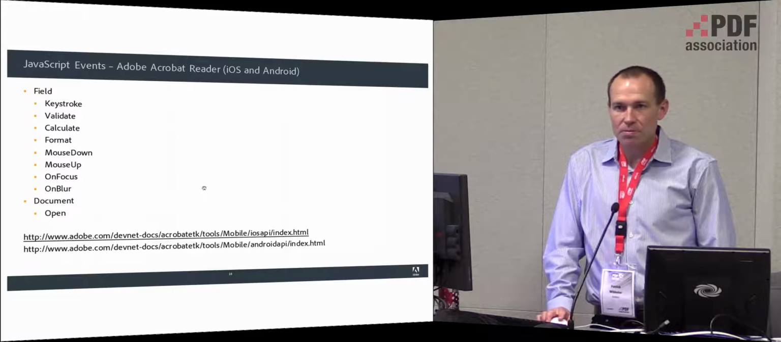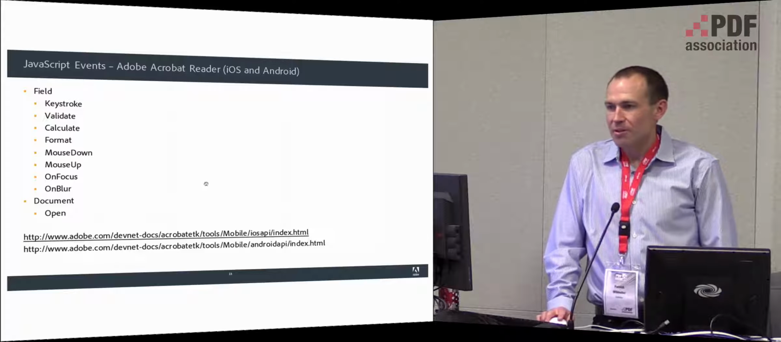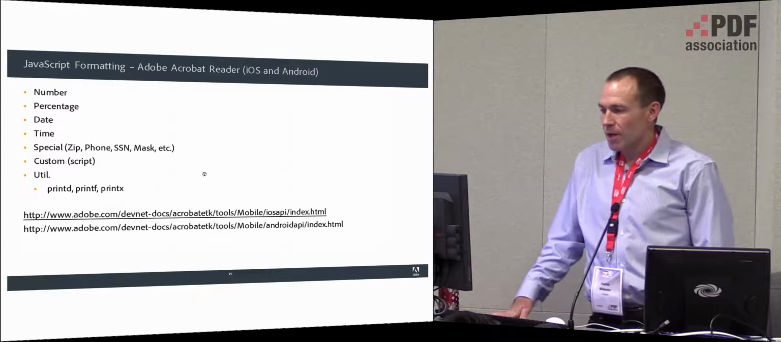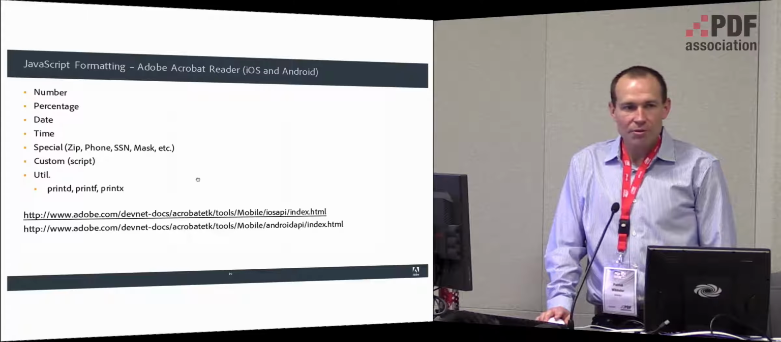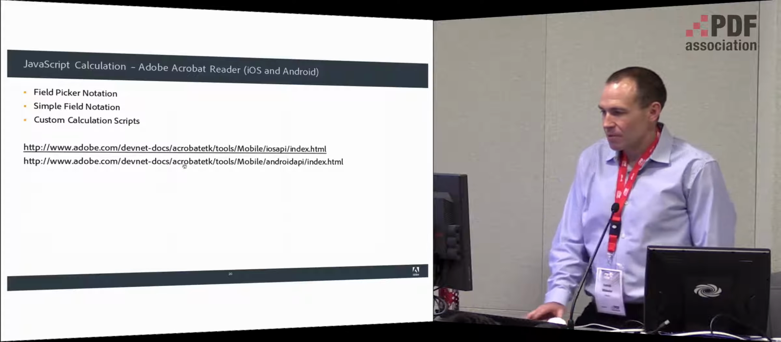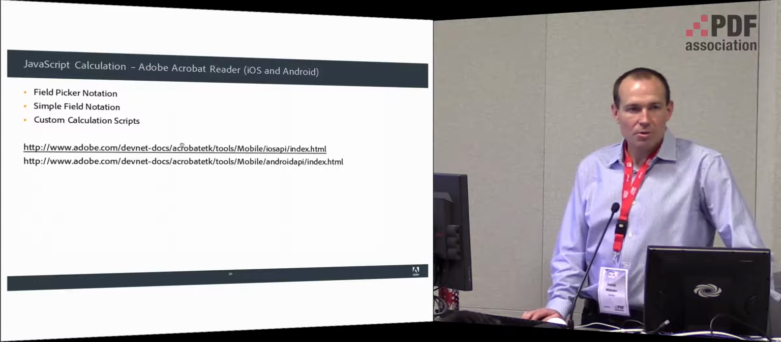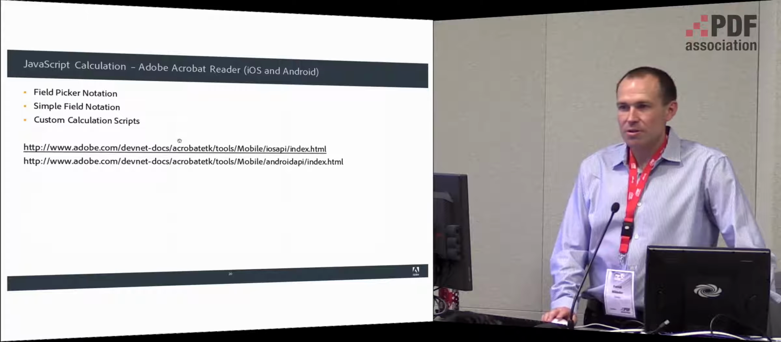We've seen quite a few JavaScript AcroForms that work on mobile pretty well. It's not the full model, but it's quite a bit of the model. And then, as well as some of the formatting, I won't go through the text. These slides will be available afterwards, right? Okay, good. I won't bore you by reading them. And then field picker notation, some simple field notation, and custom calculation scripts. So you can actually add your own calculation scripts as well. Any questions on these?